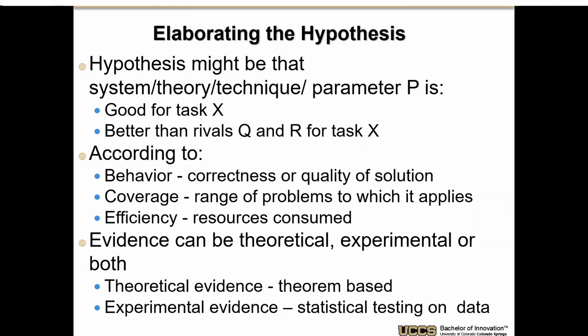So when we want to elaborate our hypothesis, it might be something we've seen on the slide before, right? Something that is good for task X, better than rivals Q and X for task R. We can say better according to behavior, convergence, efficiency, coverage, a range of things. Evidence can be theoretical, experimental, or both. Theorems are proofs, but experimental evidence is statistical testing on data. And you can easily have a paper that combines these.